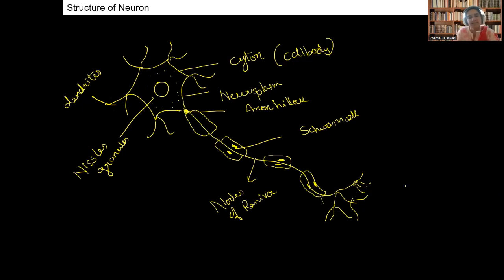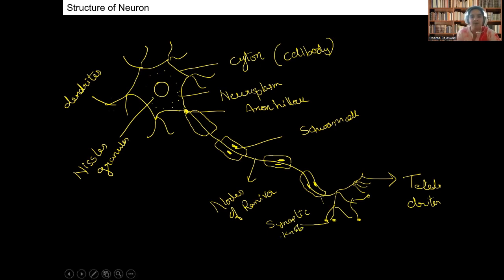So this is the structure of a multipolar neuron. At the end of the axon, there are teledendrites. At the end of the teledendrites, there is what is called the synaptic knob.